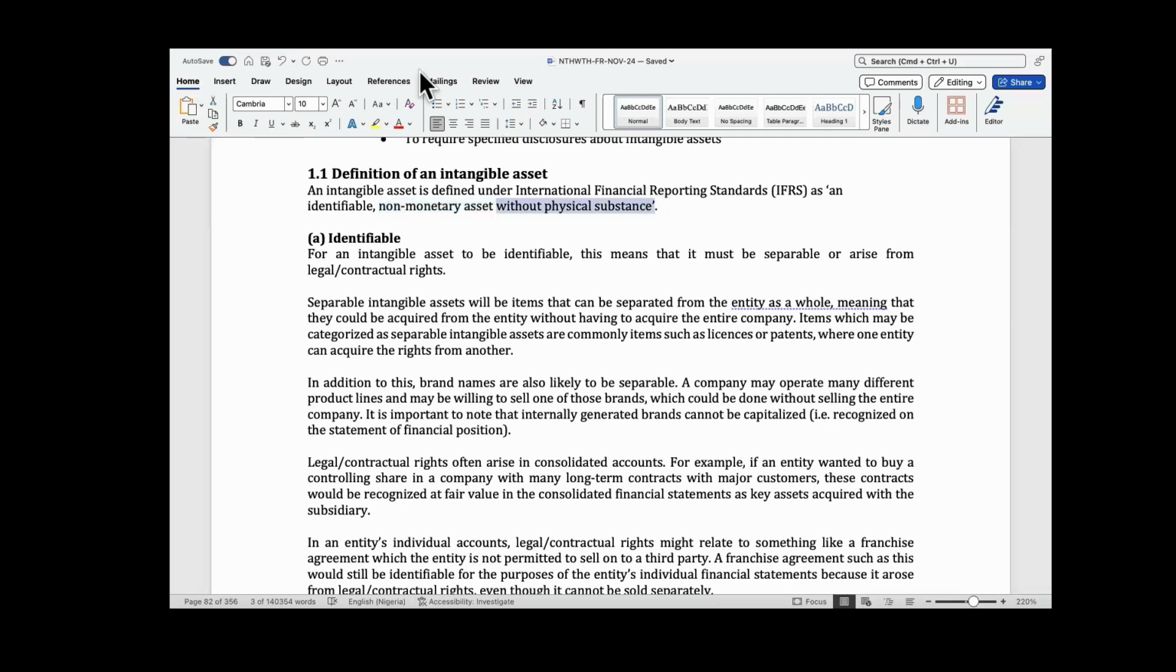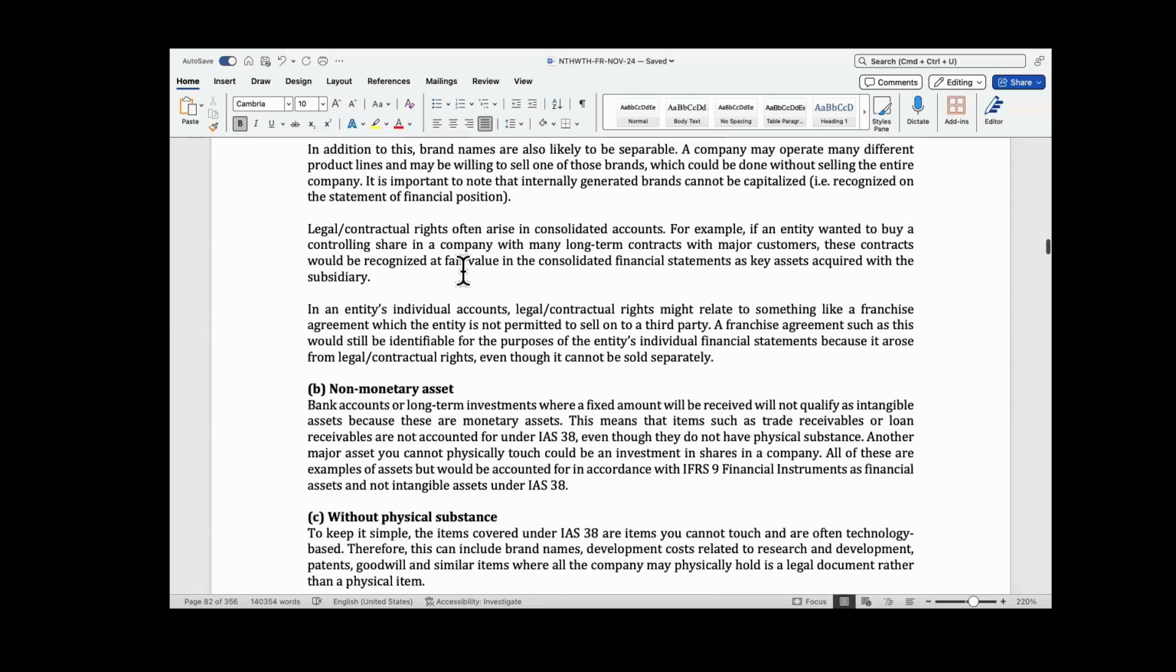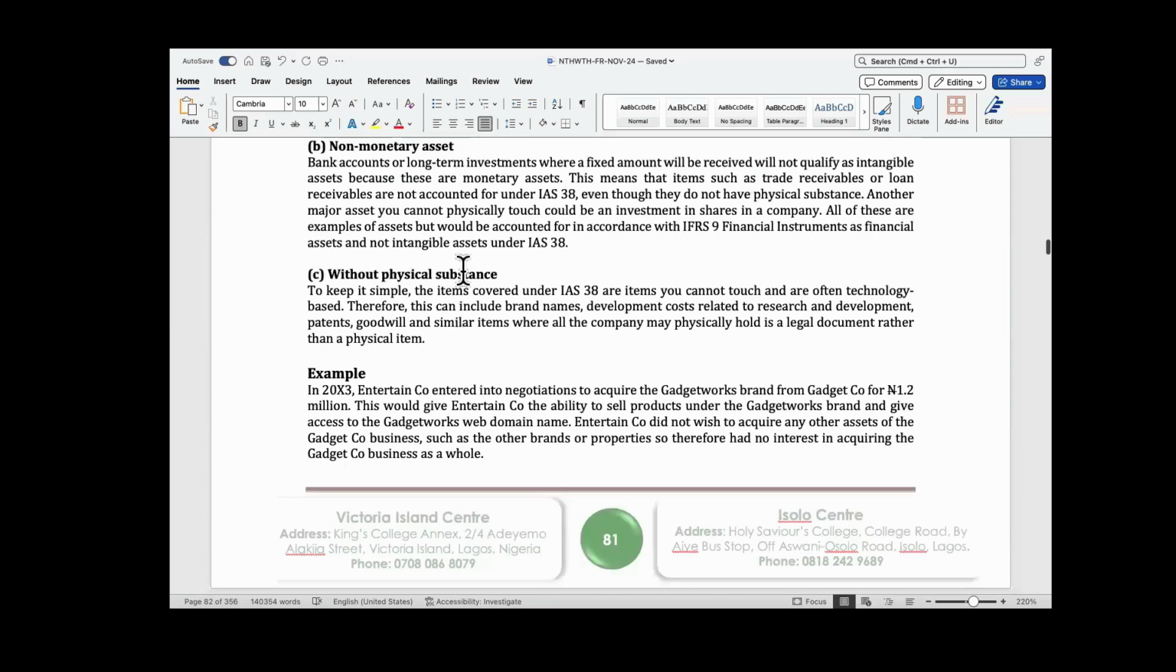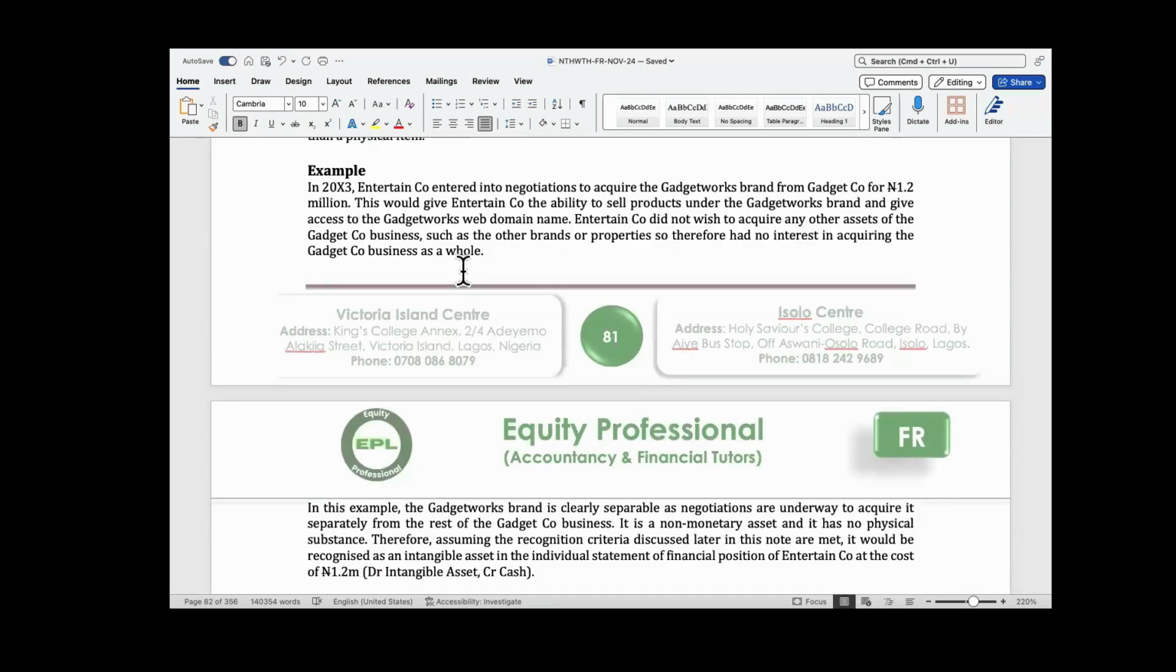Okay, so I can see Olakule mentioned intellectual property. Yes, it is an intangible asset as well. It meets this definition. Now, it is not all intangible assets that will get recognized in the books. But before we go to recognition, let's look at this scenario first.